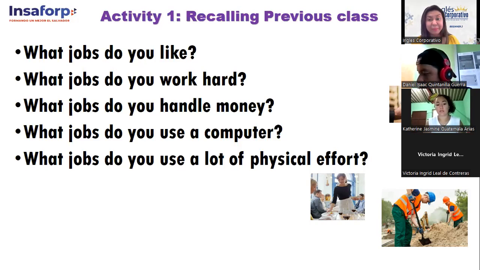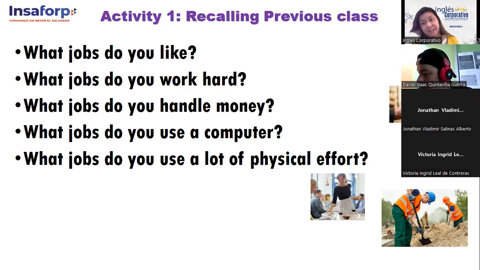For example, a soccer player. Físico-culturismo, mm-hmm, soccer, no sé cómo se dice. Athlete. Soccer player, atleta, athlete. Or a physical education teacher. ¿Cómo se dice? ¿Como los corredores? ¿Son runners? Yes, runners. Yes, they need a lot of physical effort. Okay, also the construction workers. A dancer, exactly.